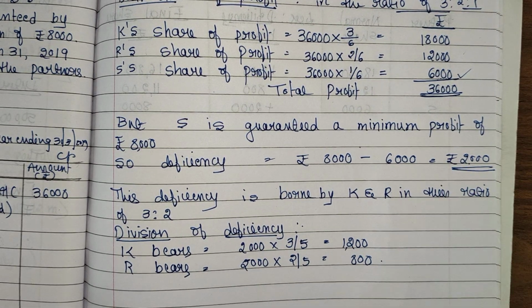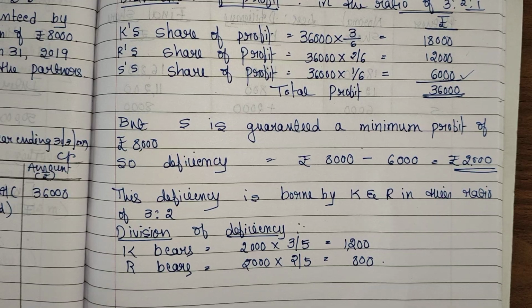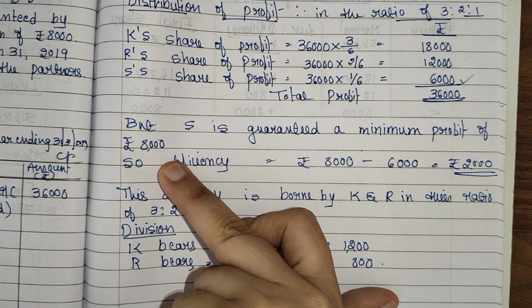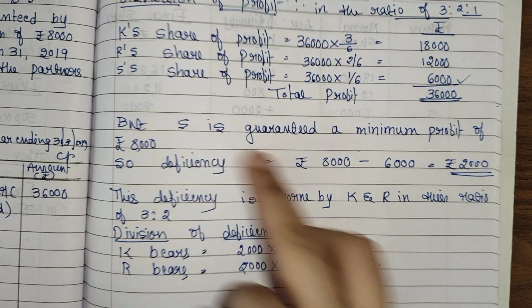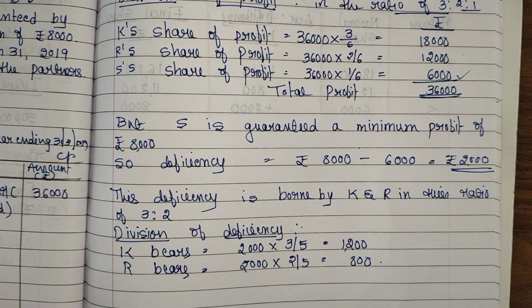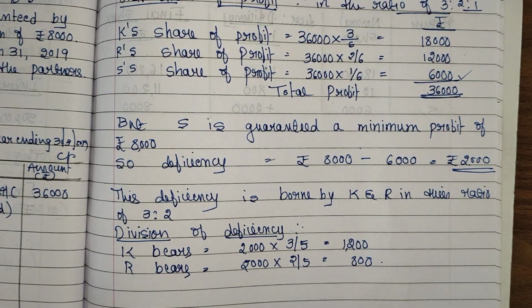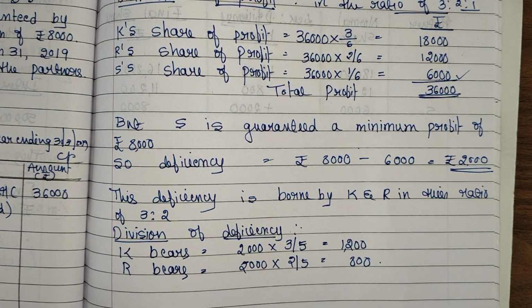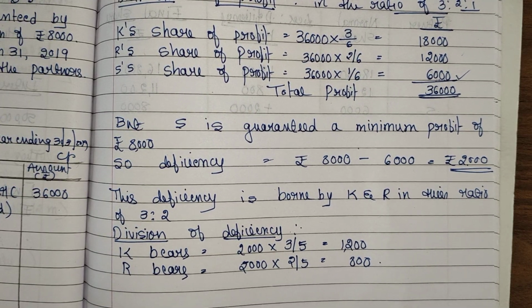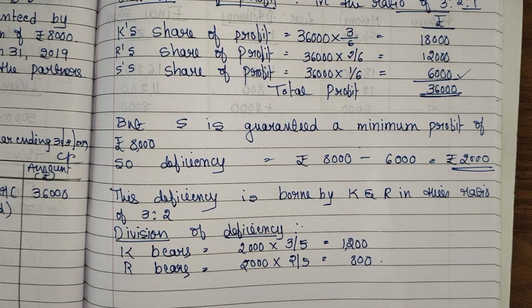Deficiency means shortage or shortfall amount. Here rupees 2,000 is called the deficiency. S was supposed to get at least rupees 8,000 as promised by K and R, but according to the normal profit sharing, S got only rupees 6,000. So the shortage is rupees 2,000. Now K and R have to compensate this deficiency to S because they promised, "You will get a minimum profit of rupees 8,000." Clear? I hope this is clear to you all.